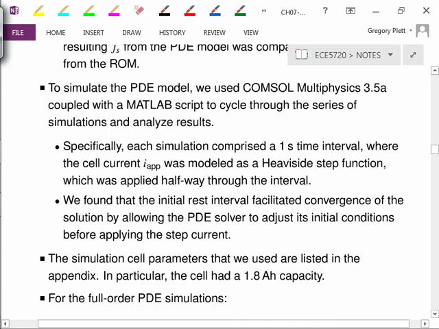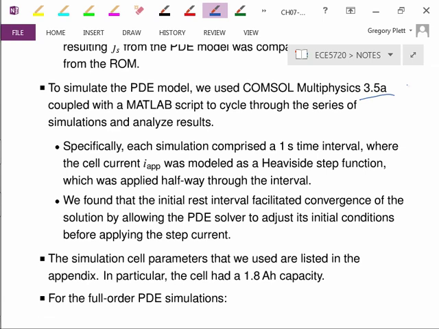To simulate the PDE model, we created a revised version of the ideal cell in COMSOL. This was done a while ago, so we used a somewhat older version of COMSOL that was available at that time. But we then had this COMSOL model that was coupled together with a MATLAB script that cycled automatically through a number of simulations so that we didn't have to run them manually. And the MATLAB script also analyzed the results of the simulations, so that was really important to be able to do. You'll see there were many, many thousands of simulations done overall.